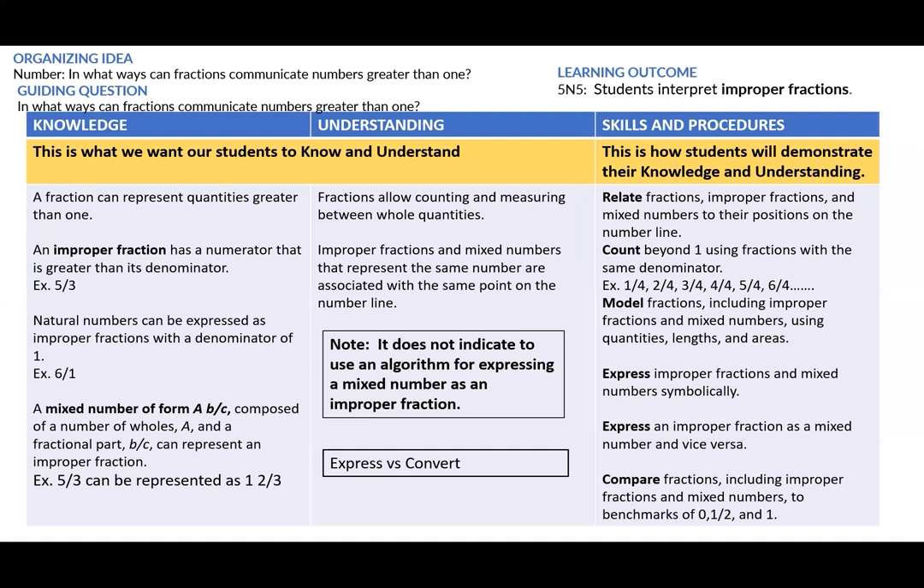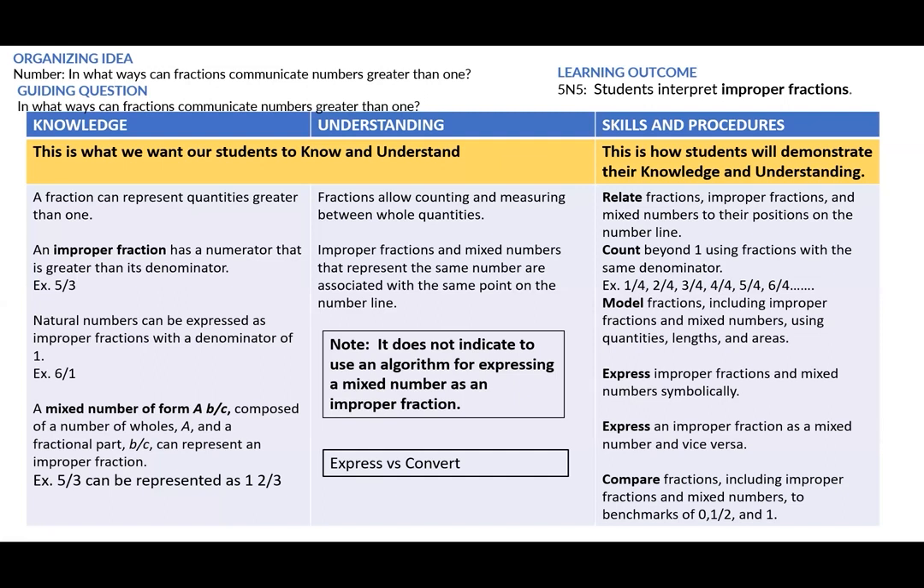Improper fractions and mixed numbers, I'm looking at the second one, represent the same number and are associated with the same point on the number line. And I wrote this myself in the box. It does not indicate to use an algorithm for expressing a mixed number as an improper fraction. And that's what I had mentioned to you earlier, that notion of multiplying. So 1 2/3, multiply the denominator by the whole number and then add the numerator. Nowhere does it mention in the new curriculum that you would use that process or that algorithm for working it out.